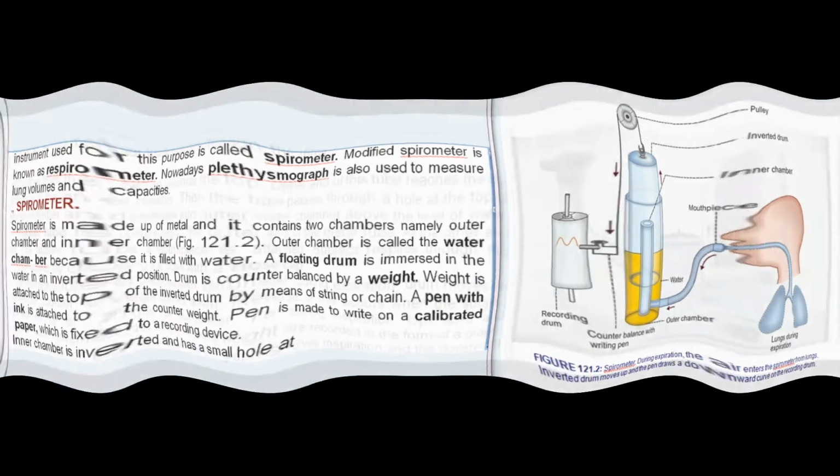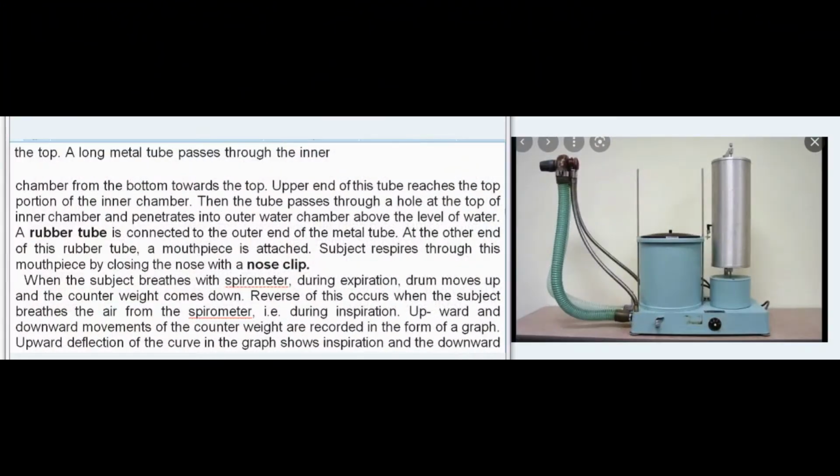Inner chamber is inverted and has a small hole at the top. A long metal tube passes through the inner chamber from the bottom towards the top. Upper end of this tube reaches the top portion of the inner chamber. Then the tube passes through a hole at the top of inner chamber and penetrates into outer water chamber above the level of water. A rubber tube is connected to the outer end of the metal tube. At the other end of this rubber tube, a mouthpiece is attached. Subject respires through this mouthpiece by closing the nose with a nose clip.